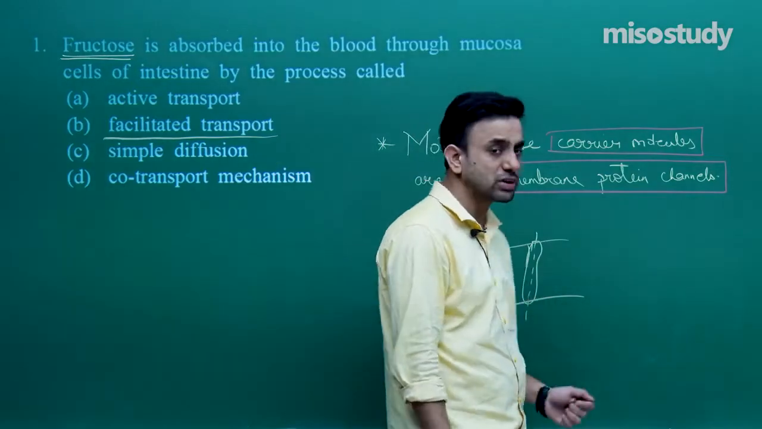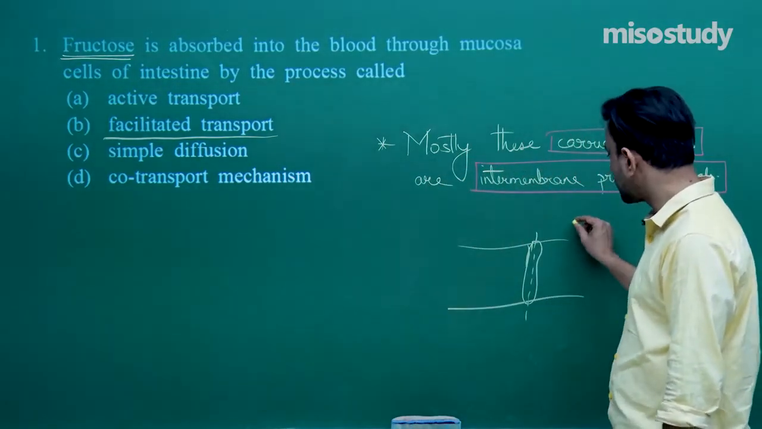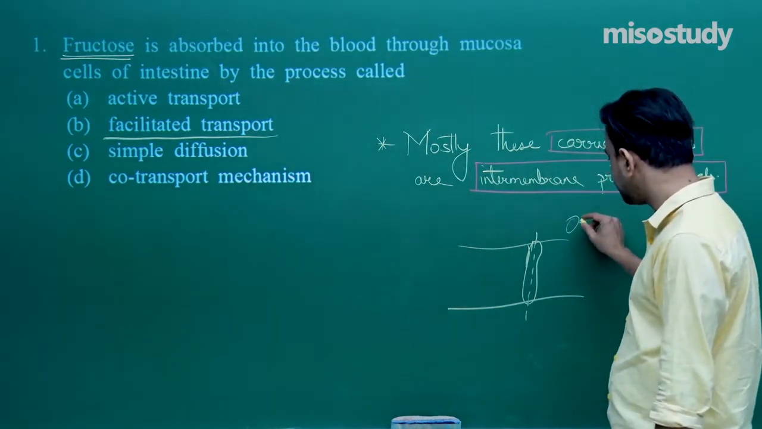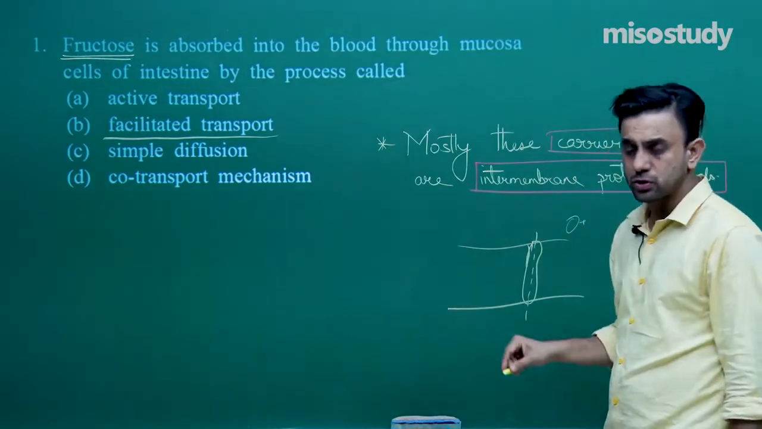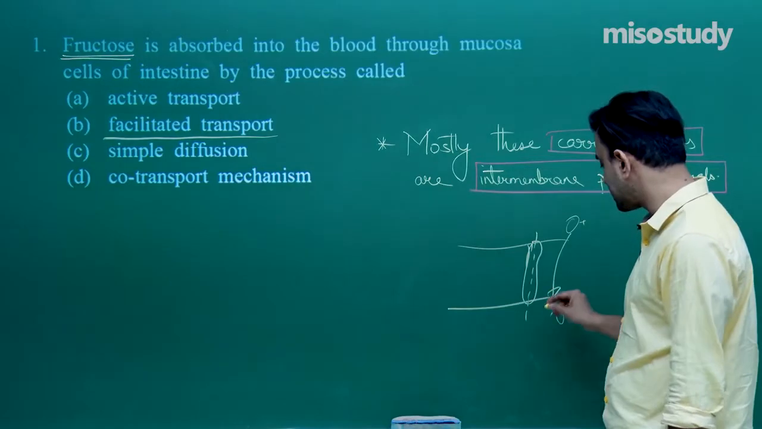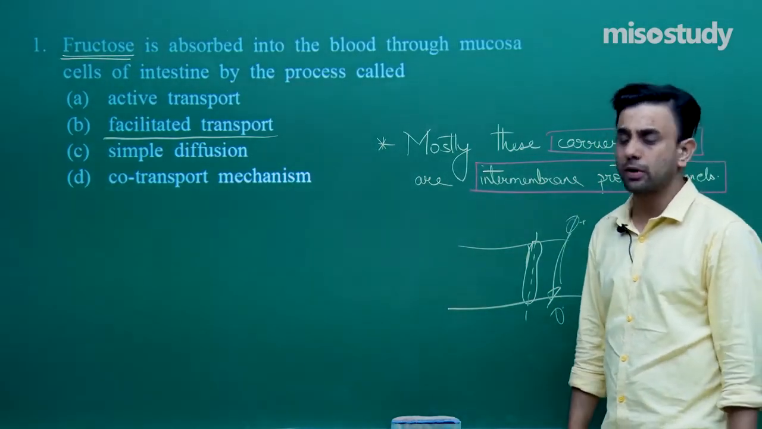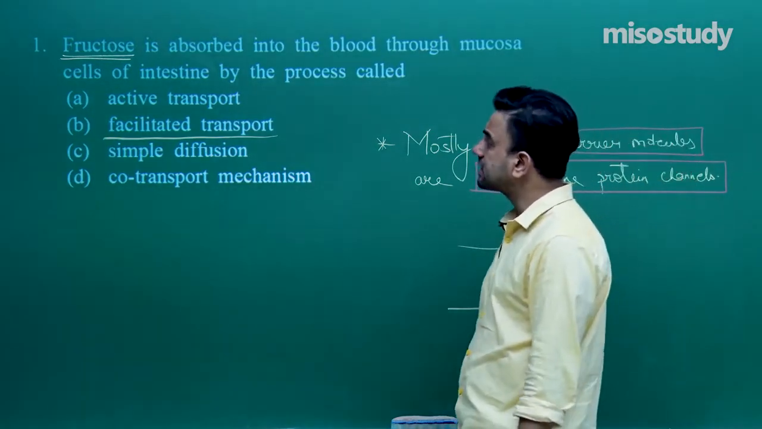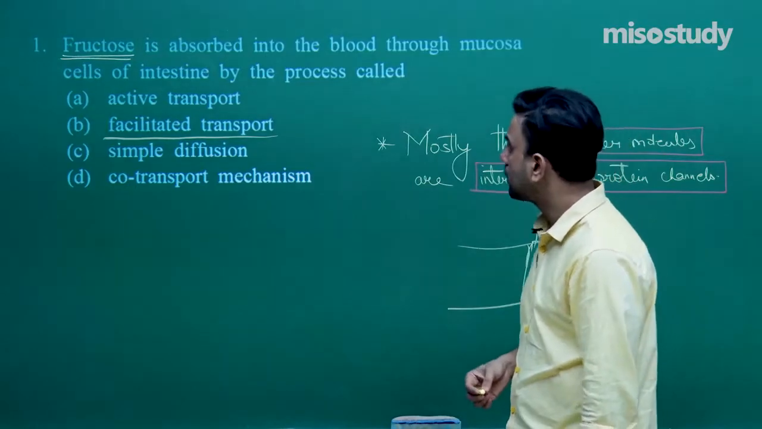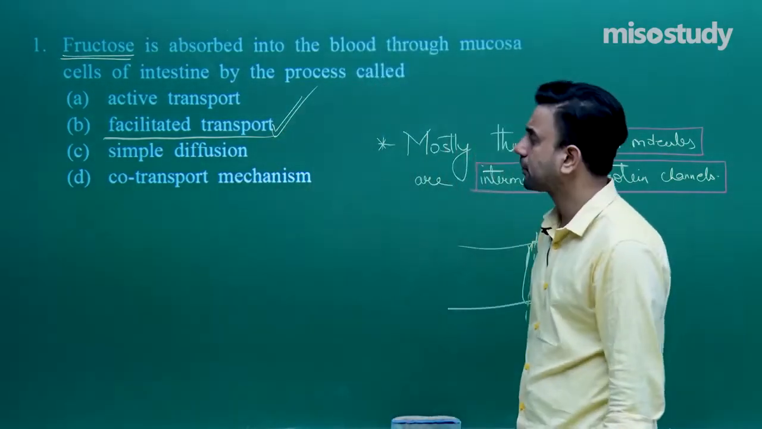Sometimes there will be protein molecules over here. These protein molecules will bind to the substance which has to be transported, carry it across, leave the substance, and then get back after unbinding. So fructose is absorbed into the blood through the mucosa cells of the intestine by the process called facilitated transport.